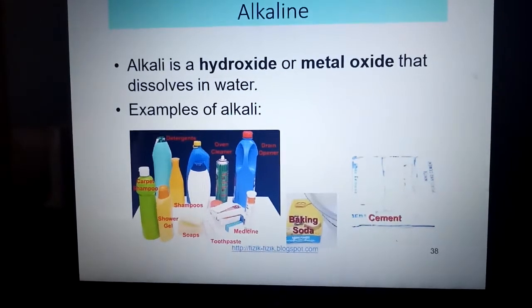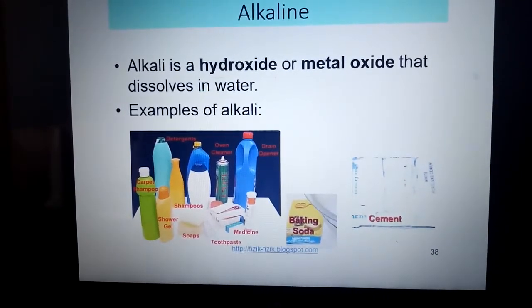Okay, we continue with alkaline. Alkaline is a hydroxide or metal oxide that dissolves in water. Examples of alkaline in our daily life: detergents, sabun basuh, shampoos, our shower gels, kita punya mandian, soap, sabun. Toothpaste kita kena alkaline compulsory. Toothpaste is alkaline because soon I will explain why toothpaste must be alkaline. Baking soda is alkaline. Other than that, most of the things in our daily life use alkaline.